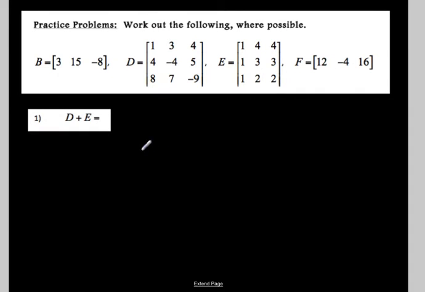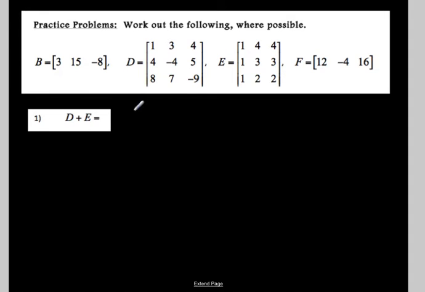We want to work out all of the following where possible. So I have matrix B, D, E, and F. Okay, so 1 says we have to add D and E. So looking at D and E, I have to check, are they the same size? This is a 3 by 3. And this is a 3 by 3, so since they are the same, I can add them. So let's go ahead and do so.